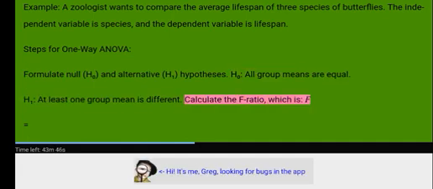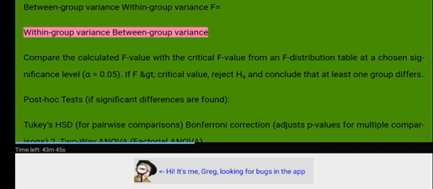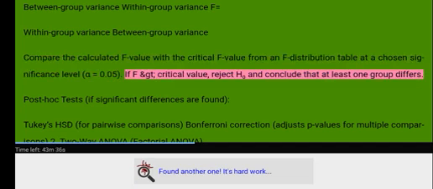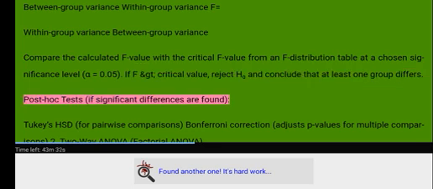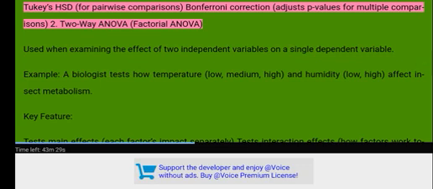Calculate the F ratio, which is F equals between group variance divided by within group variance. Compare the calculated F value with the critical F value from an F distribution table at a chosen significance level, alpha equals 0.05. If F is greater than the critical value, reject H0 and conclude that at least one group differs. Post hoc tests if significant differences are found: Tukey's HSD for pairwise comparisons. Bonferroni correction adjusts p-values for multiple comparisons.